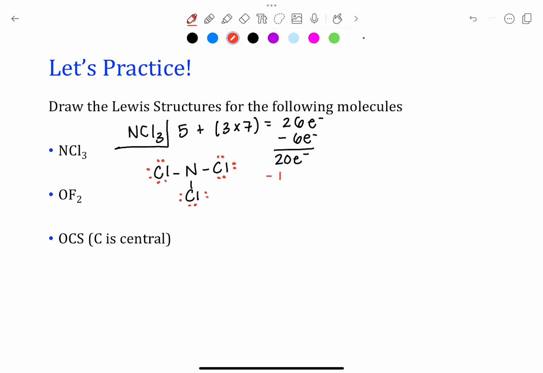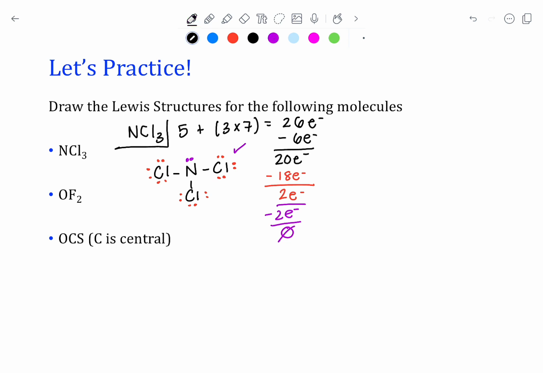So I used 18 electrons to complete my octets of chlorine. I have 2 electrons left over. Well, we can see that my nitrogen does not have a complete octet. It has 6 electrons around it. It needs 2 more. So we're going to take those 2 electrons and place them on the nitrogen to complete its octet. I've used up all of my electrons, and that is now my completed Lewis structure of NCl3, where everything has an octet.